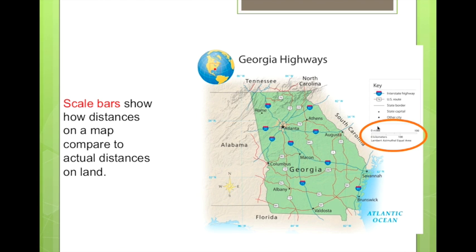There is a scale bar right here. This scale bar is going to allow you to take a ruler and measure the distance and how far it is on this map. So here you see that this distance right here is equal to 100 miles. Therefore, I could look at North Carolina and measure how far North Carolina is to Macon, Georgia. And I could get an approximate, roundabout amount of miles between North Carolina and Macon.